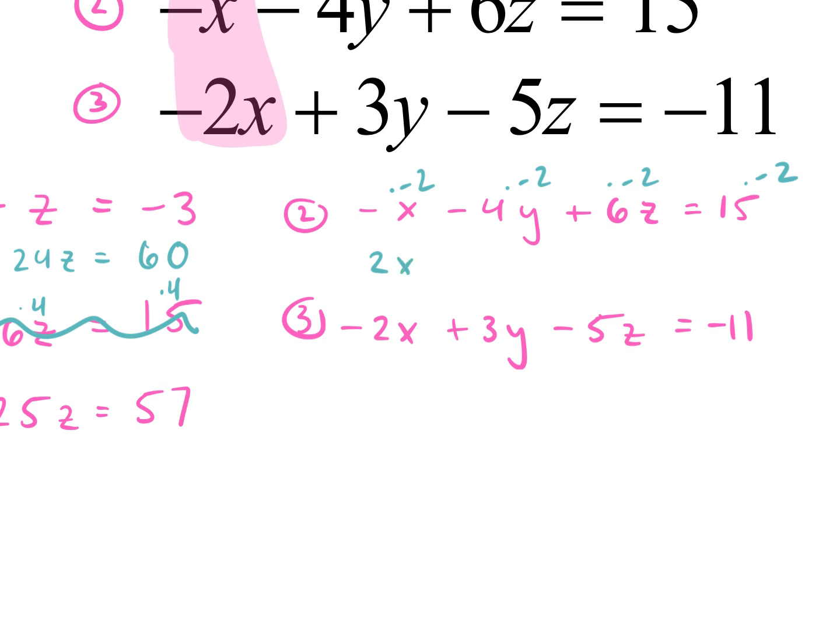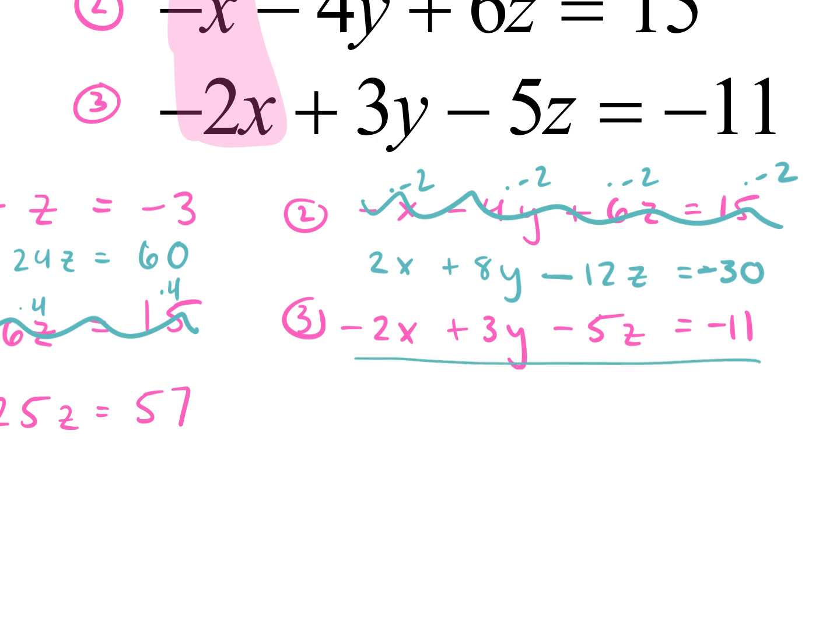So we get positive 2x plus 8y plus 12z is equal to 30, negative 30. Sorry, this should also be minus 12z. Super important that your signs are correct. Don't make a mistake in the beginning because it'll throw everything else off. So just be careful with the math. So this is our new first equation. Let's combine these two together now. The x's cancel. We have 11y minus 17z is equal to negative 41.